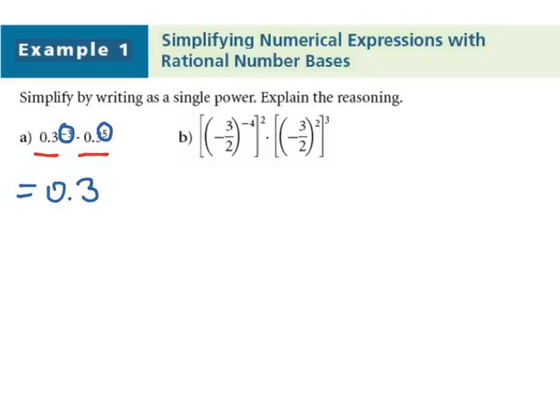Then identify what operation exists between these bases. The operation is multiplication, so we're going to use the product law. The product law says that we're going to add the exponents together. That means we're going to add negative 3 plus 5 together. And we will get 0.3 to the power of 2, because negative 3 plus 5 is 2. So our explanation is that we used the product of powers.